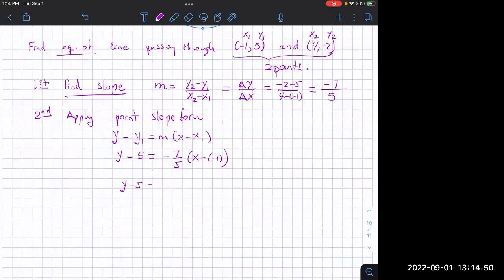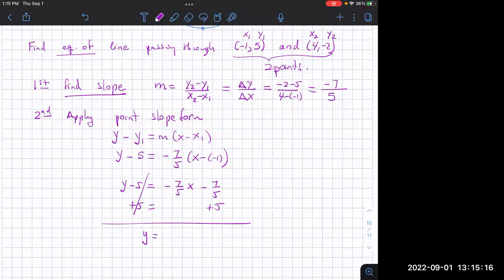Y minus 5. Distribute the negative 7/5 by x minus negative 1, which becomes x plus 1. So you get negative 7/5 x minus 7/5. Is that correct? Yeah. Okay, then we can add 5 on both sides.